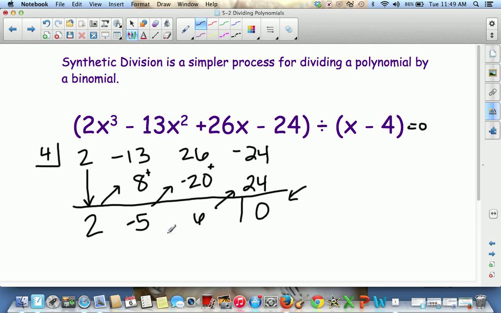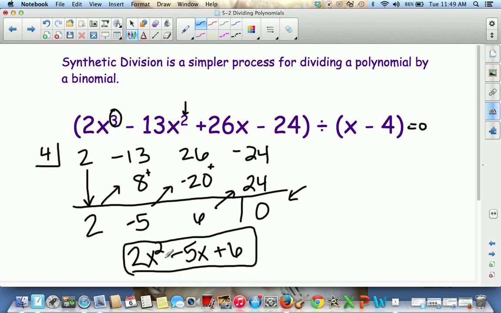Now what are we going to do with these numbers? Well, we're actually going to assign them to x terms. So since we started with x to the third in the problem, our answer is going to start with x to the second. So it's going to be 2x to the second minus 5x plus 6. And that's our answer. And you can actually check by multiplying this x minus 4 times this right here, and you will end up with this up here. So if you want to check, you can do that. Let's try it again.